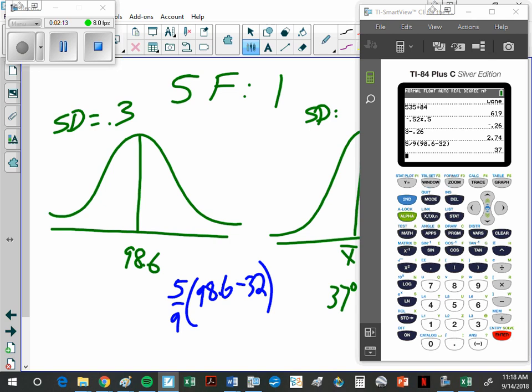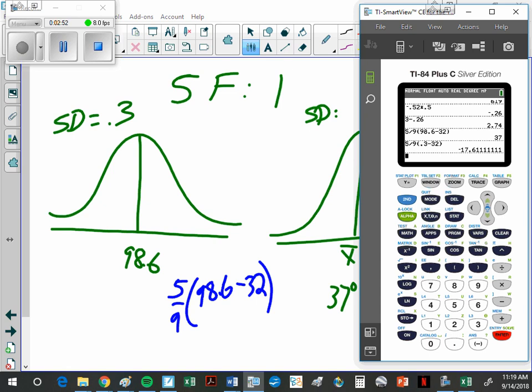So I also need to translate the SD. So 5/9 times 0.3 minus 32. What do you think about that? That doesn't make any sense at all. Why? Okay, the SD cannot be negative. The root mean squared guarantees everything's going to be positive. So what did I do wrong?